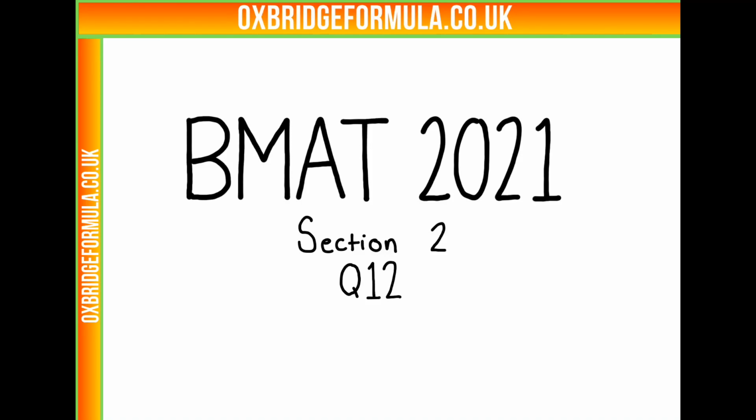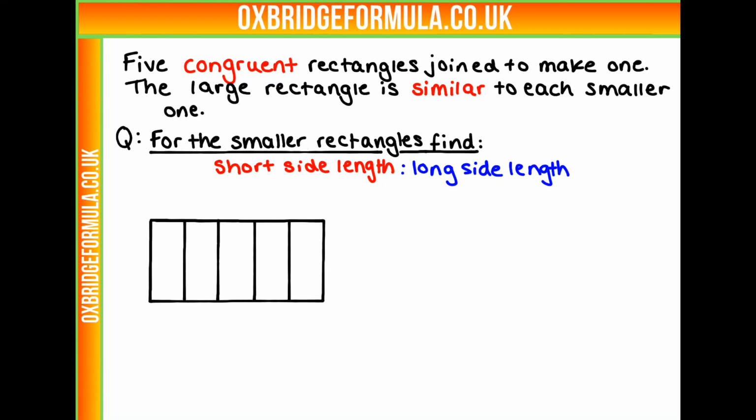This is BMAT 2021, Section 2, Question 12. So in this question, we're told that we have 5 congruent rectangles which are joined together to make one larger rectangle, which is shown here. And we're told that the large rectangle is similar to each of the smaller ones.